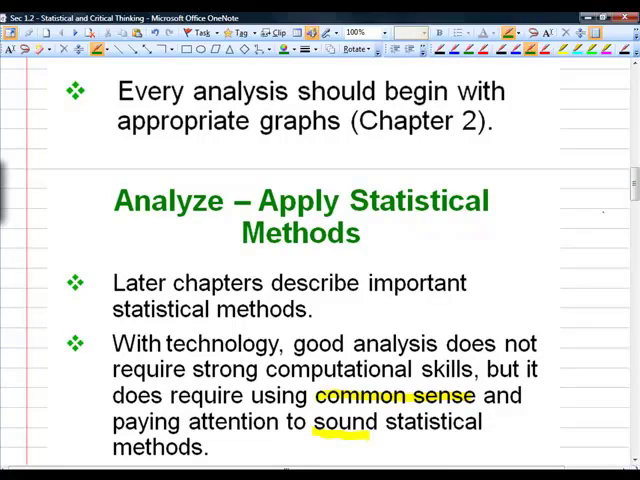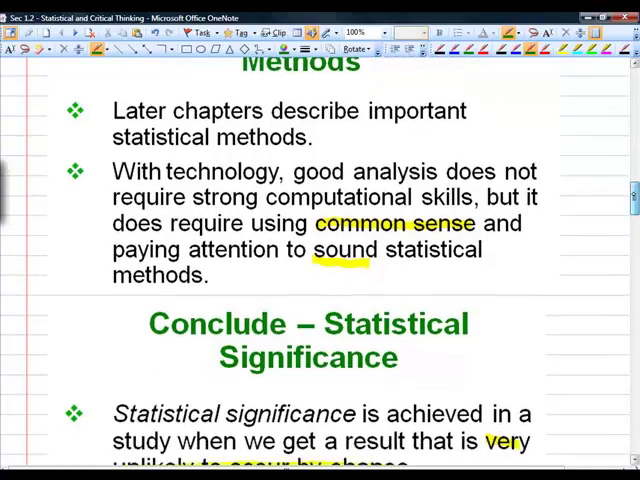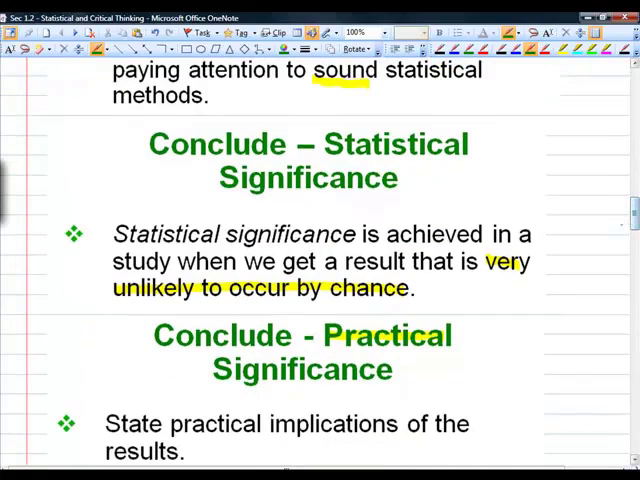Also, in analyzing, we need to apply statistical methods and determine whether or not these methods, based on the technology that we have, are required to use good common sense, and are they paying attention to sound statistical methods? Sometimes the answer is yes, sometimes it's no. And if you run across a study that you think is not using sound statistical methods, then it's up to you to speak up.